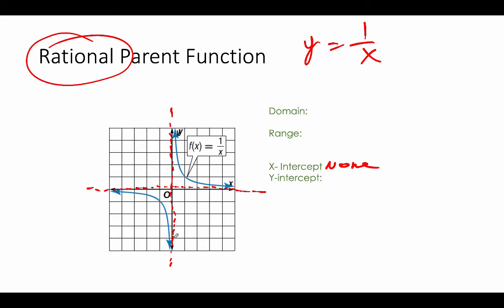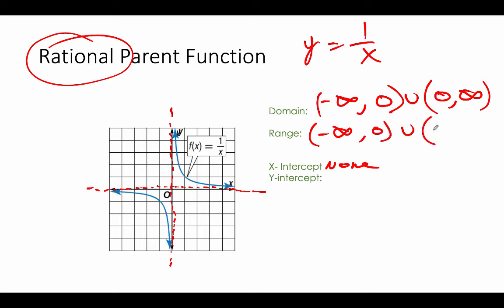Domain. Since x can never be 0, I start all the way on the left, and I come swinging in all the way to 0. I jump over 0, and then I start coming down over here. And there you have it. Range is exactly the same. Look at how far down we start. We start all the way down, we come up, we don't ever get to 0. We jump over, we come up, and we keep going up. And there is no y-intercept either.